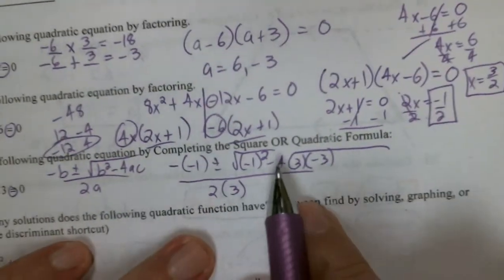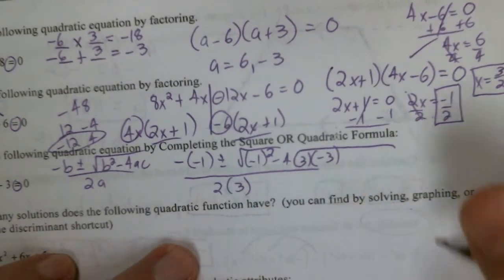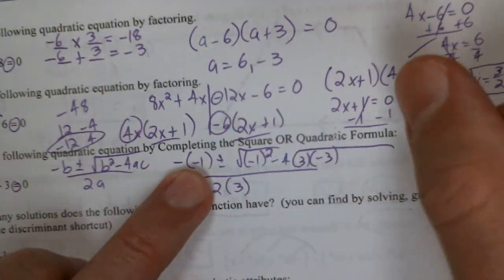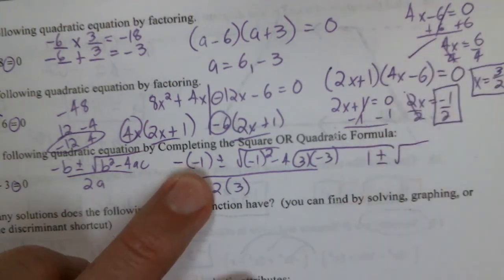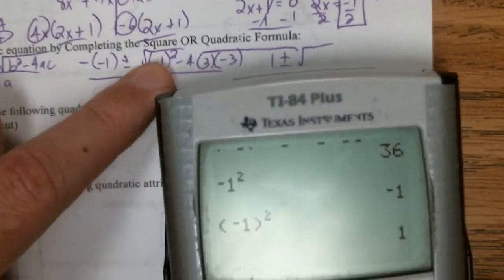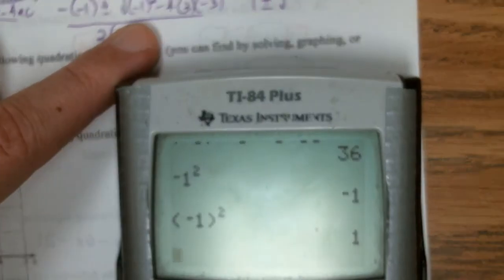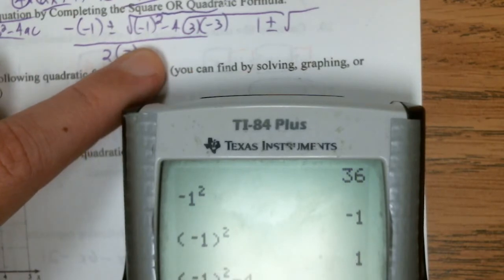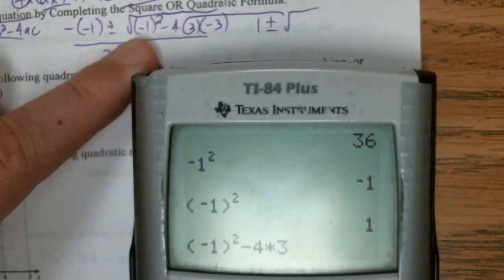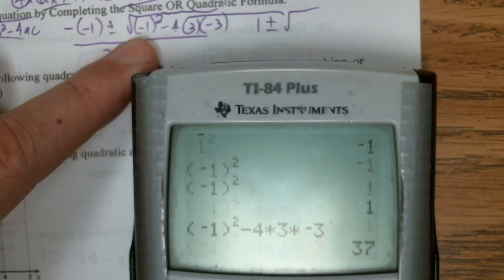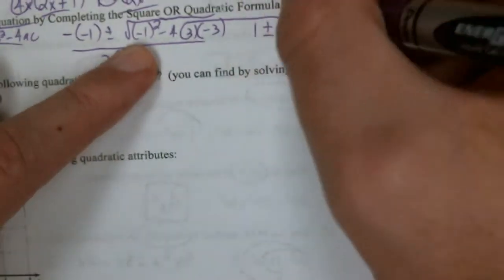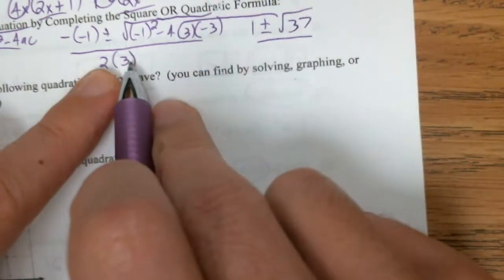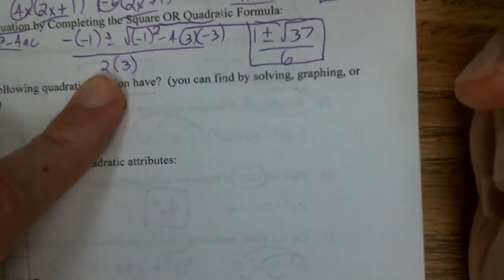Okay, I'm not going to go through, well, okay, maybe I should. Negative and a negative is a positive, so I got 1 plus or minus. All of this, guys, you can just type in your calculator, everything under the square root symbol, this whole thing. But you got to make sure you put stuff in parentheses. Parentheses negative 1 squared minus 4 times 3 times negative 3, and that gives me 37. Okay, so 37 goes under the radical, all over 2 times 3, which is 6. And that's your answer. Okay.